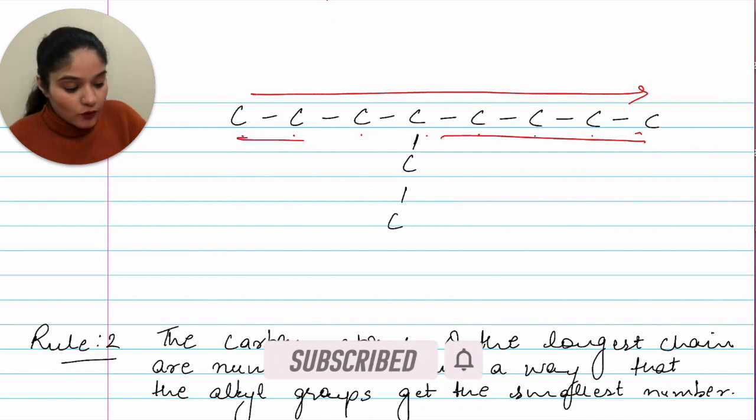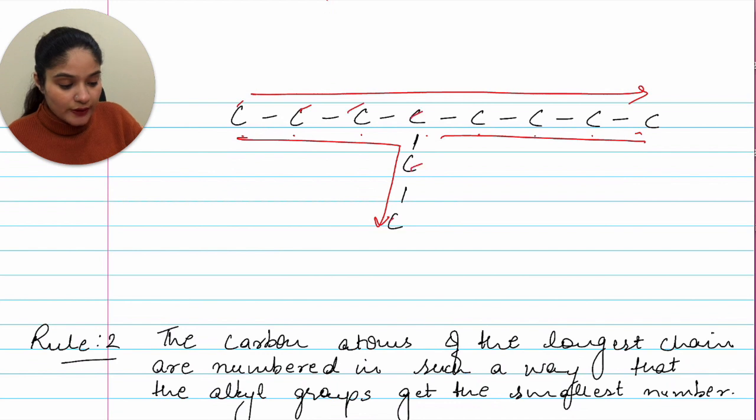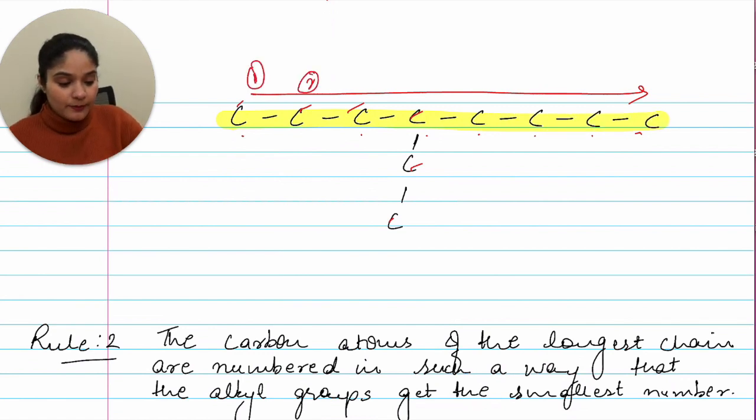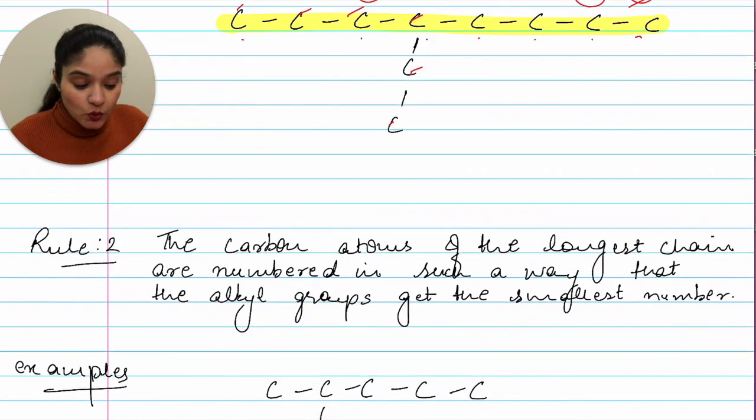Can I go from here like this? 1, 2, 3, 4, 5, 6. This has only 6 atoms. So no. Which is my longest chain now? Let's mark that. So the straight line like this will be my longest chain. So you can number them: 1, 2, 3, 4, 5, 6, 7, 8. Your longest carbon chain. Okay. Now moving on to rule number 2.